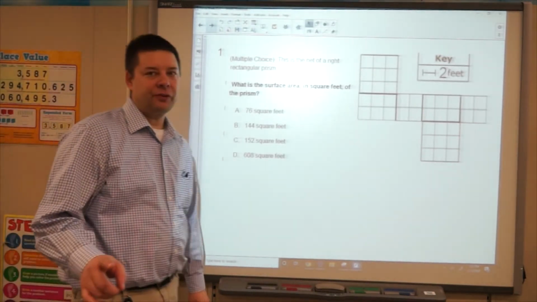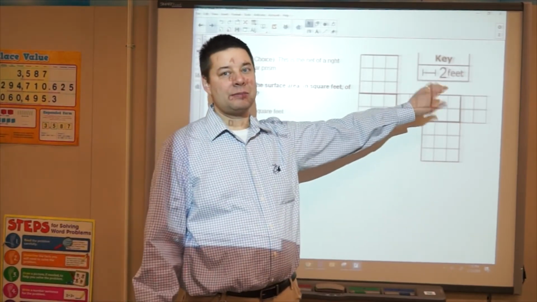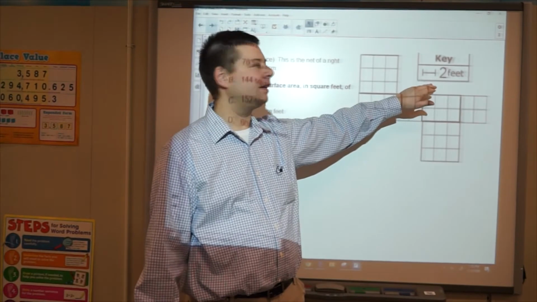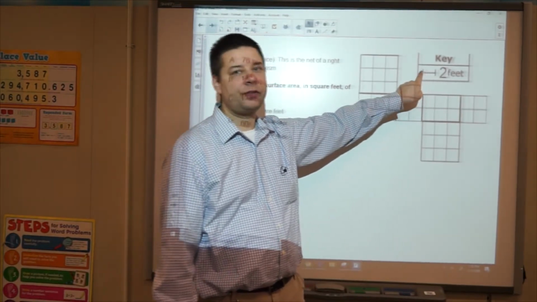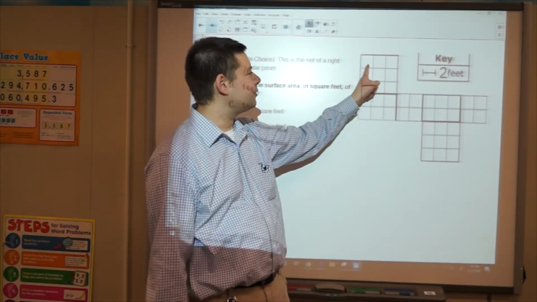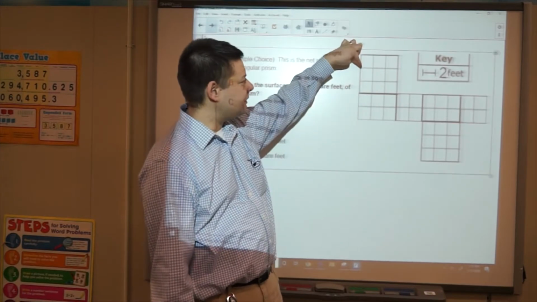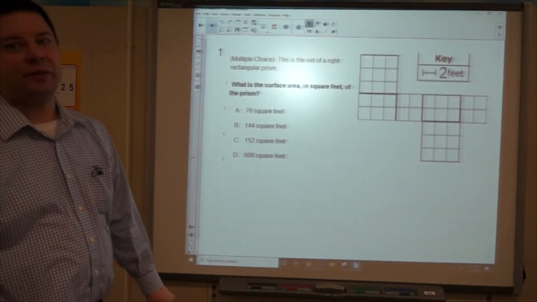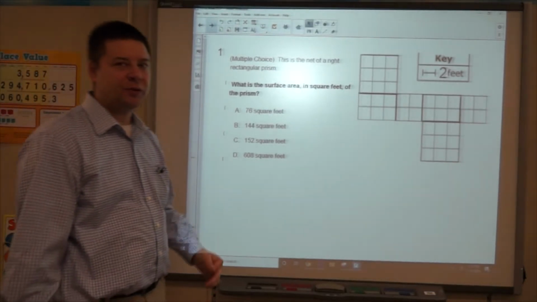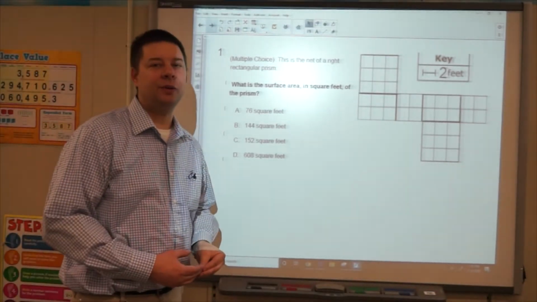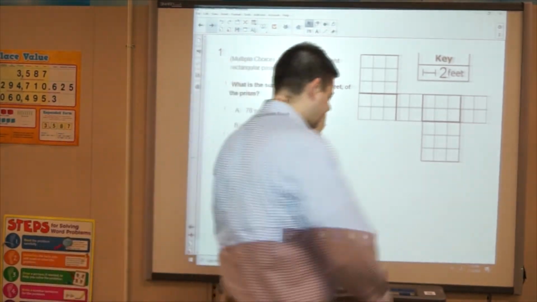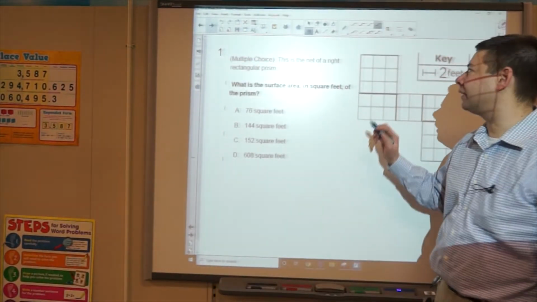Now, it tells us in the key up here, which is fittingly named key because it's a key component to the question, that each line here is worth 2 feet. So this is 2 feet from here to here. This is 2 feet from here to here. We want to figure out the square footage of the prism altogether. There's a couple ways we can do this, and I think maybe the easiest way is to literally count the boxes. So I'm just going to count them and number them here on the screen.